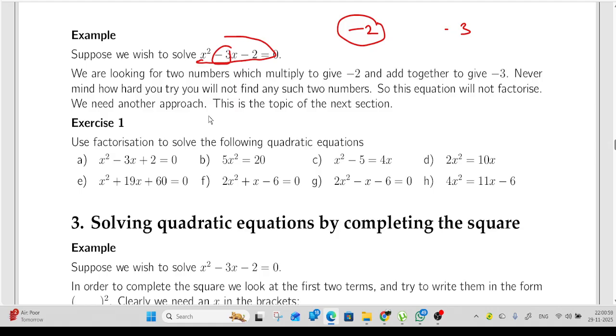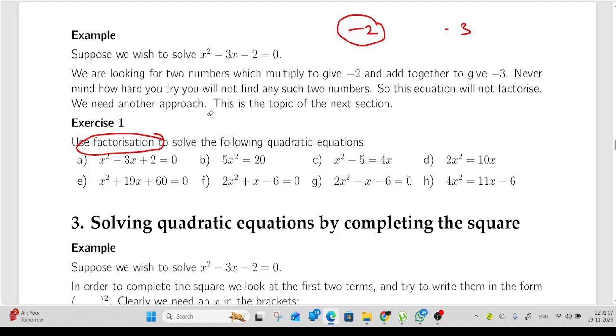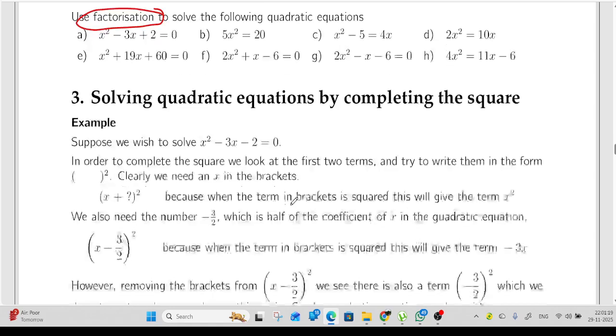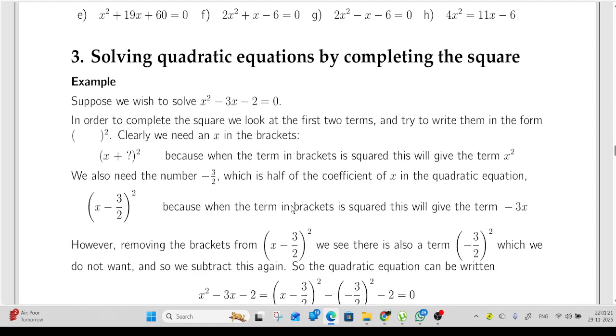We have learned how to solve using factorization. But if we are looking for two numbers that multiply to give a certain number and add up to a certain number, and we are not able to get those numbers, we need another approach. That other method is completing the square. Let's see how we do this.